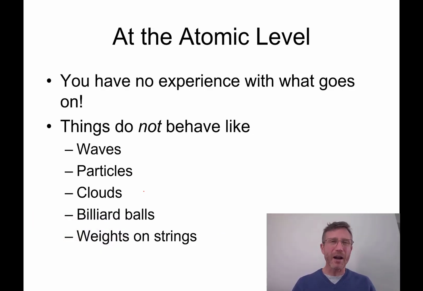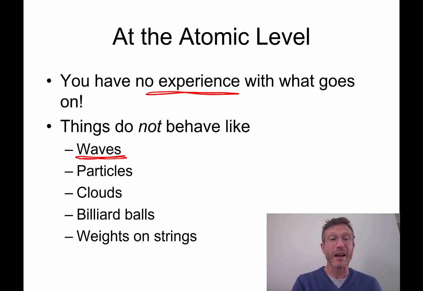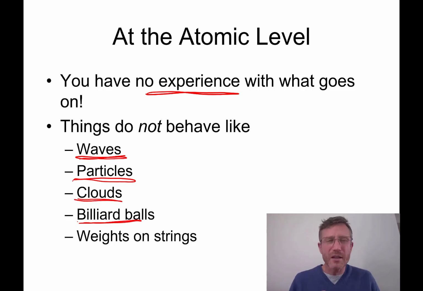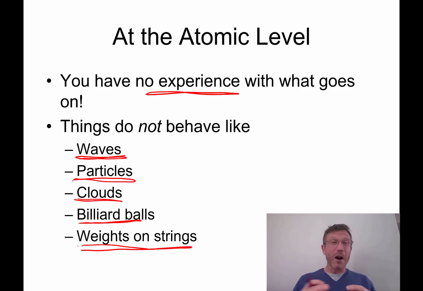So let's think about how at the atomic level, we really don't have any experience with what's going on. At that atomic level, we have to start thinking about how things don't act like waves. They're not particles. They're not clouds or billiard balls, and we've heard all these things before, like the electron cloud. What does that mean? We have to go beyond these classical level descriptions. And atoms are certainly not like weights on strings, but we're going to start with a classical view of everything before we jump into the quantum world.